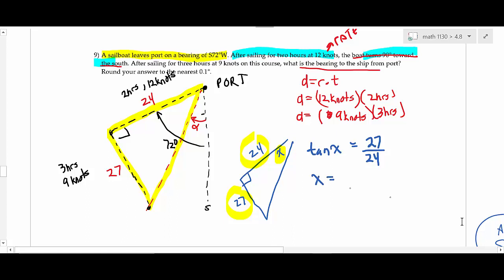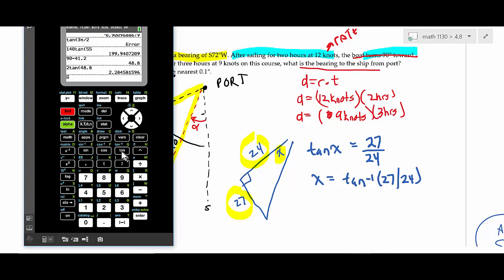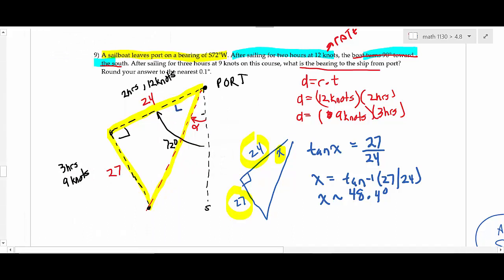Now, what do you need to do on your calculator to find x? You got to do the inverse tangent, right? So you got to do inverse tangent of 27 over 24. Anytime we're doing an angle, we need to work with the inverse trig function. Okay, so I'm going to take my calculator and go inverse tangent of 27 over 24. Okay, and when I do that, I'm going to have an angle that's approximately, let's just use one decimal, 48.4 degrees like that. Okay, so that means that that angle right there is 48.4.